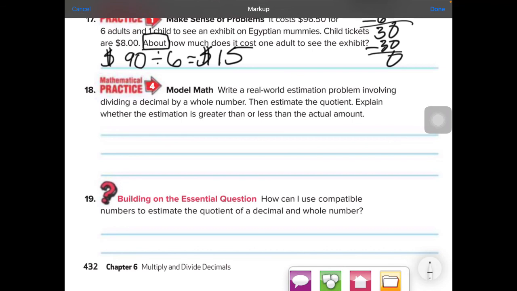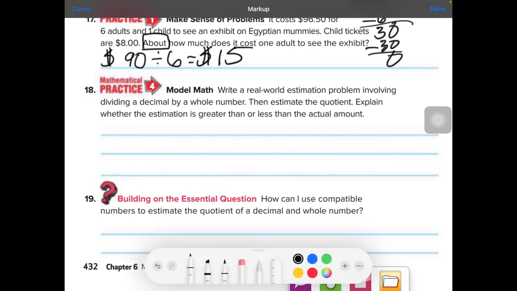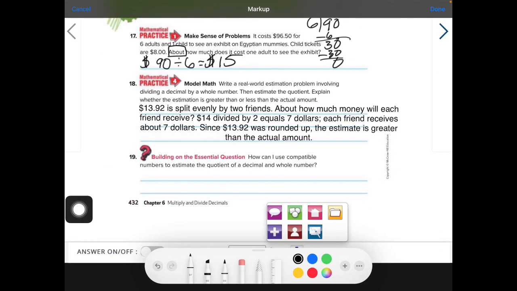Number 18, write a real-world estimation problem involving dividing a decimal by a whole number, then estimate the quotient. Explain whether the estimation is greater than or less than the actual amount. Okay, here is the answer. $13.92 is split evenly by two friends. About how much money will each friend receive? $14 divided by 2 equals $7. Each friend receives about $7. Since $13.92 was rounded up, the estimate is greater than the actual amount.